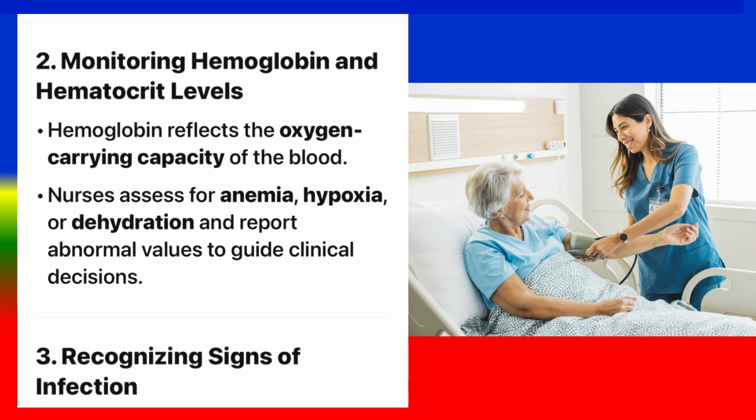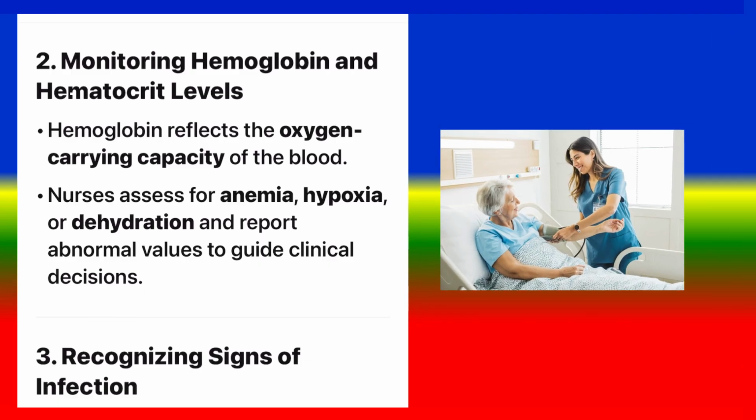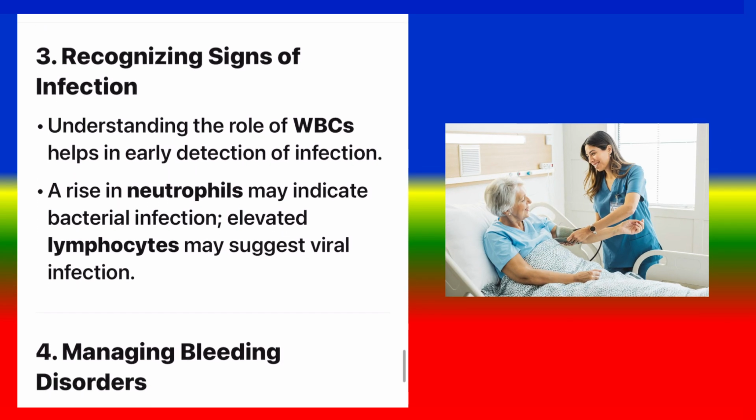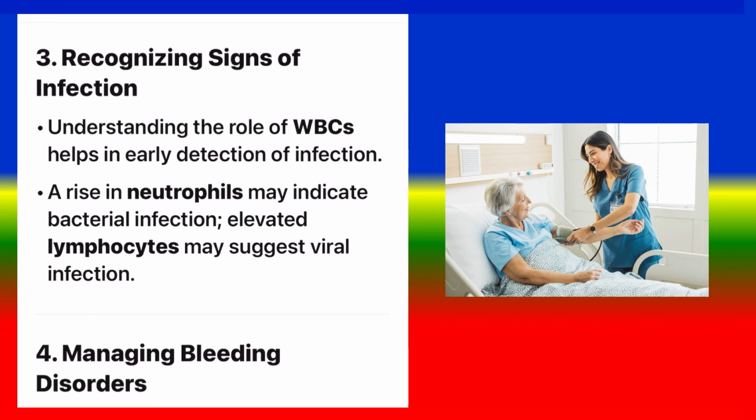2. Monitoring hemoglobin and hematocrit levels. Hemoglobin reflects the oxygen-carrying capacity of the blood. Nurses assess for anemia, hypoxia, or dehydration and report abnormal values to guide clinical decisions. 3. Recognizing signs of infection. Understanding the role of WBCs helps in early detection of infection. A rise in neutrophils may indicate bacterial infection. Elevated lymphocytes may suggest viral infection.